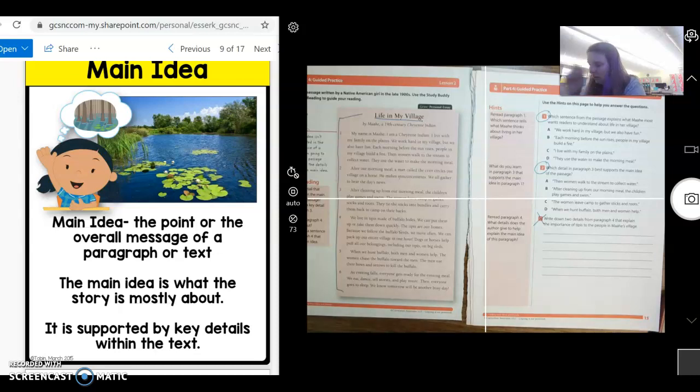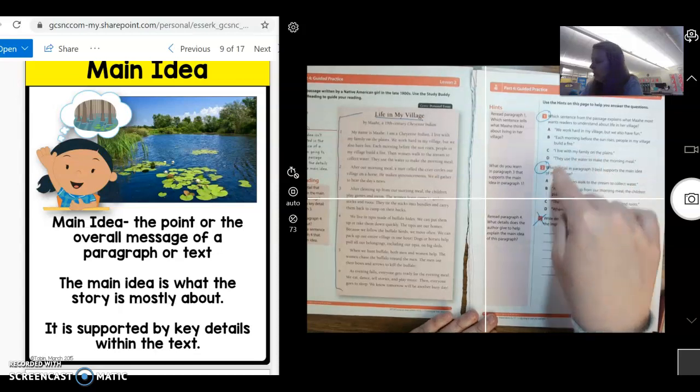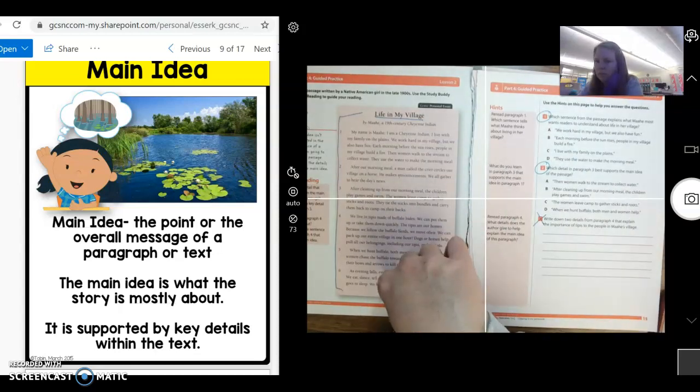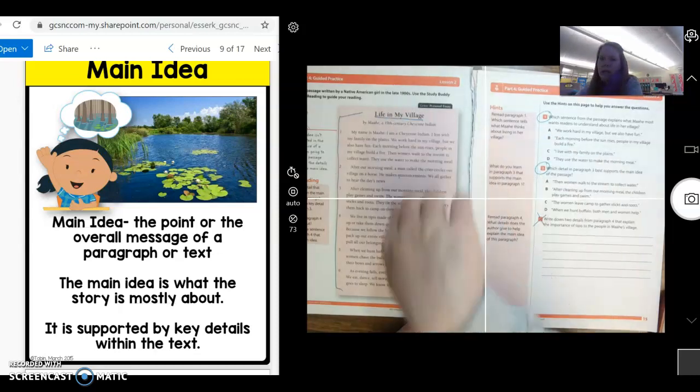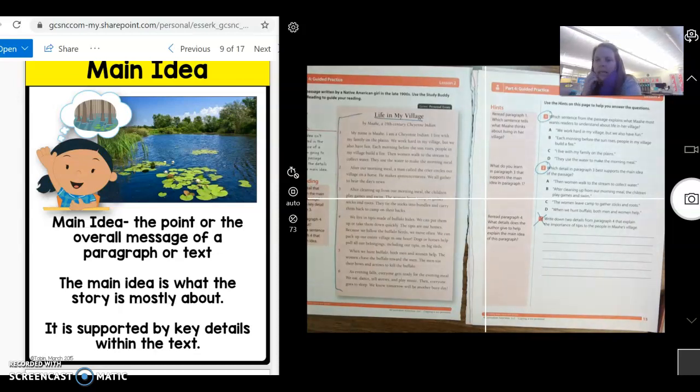So again, you're going to read this on your own, answer only these 2 questions. I would love to see that you're going back to the text and underlining your answers. Okay, so I'm looking for answers here and that you have underlined stuff. Take a picture of your work, and then you're going to submit it to me through Canvas. I can't wait to see how smart you are about main idea.